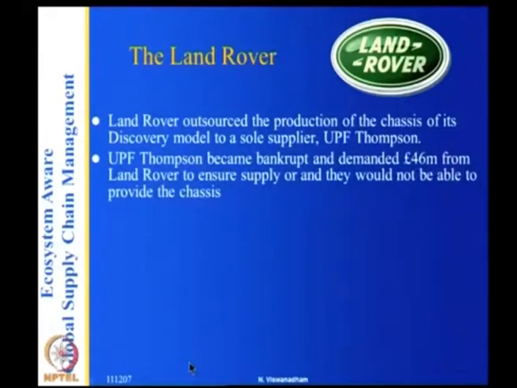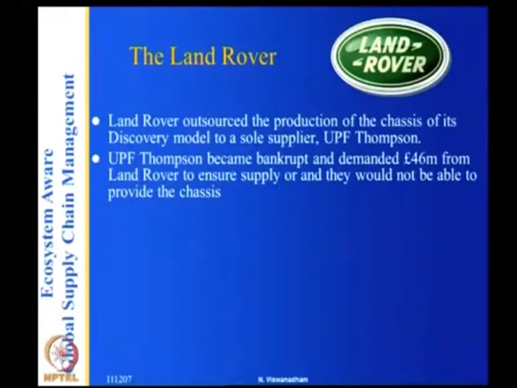UPS Thomson became bankrupt and demanded $46 million from Land Rover to ensure supply, or they would not be able to provide the chassis. So here is the issue: UPS Thomson is the sole supplier, and the agreement shows that if the sole supplier for some reason is not able to produce, then Land Rover needs to provide the money and make it produce. That's what the contract says.